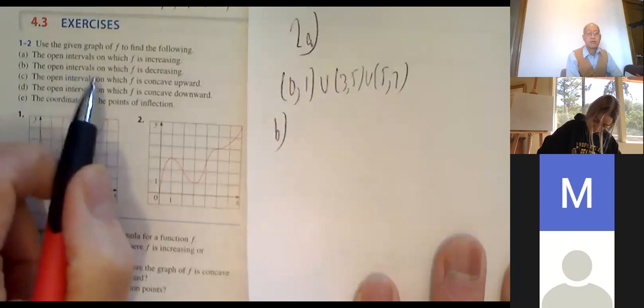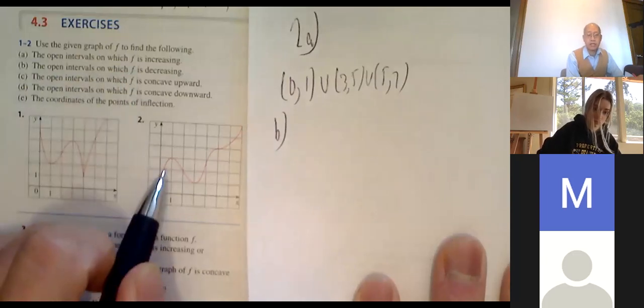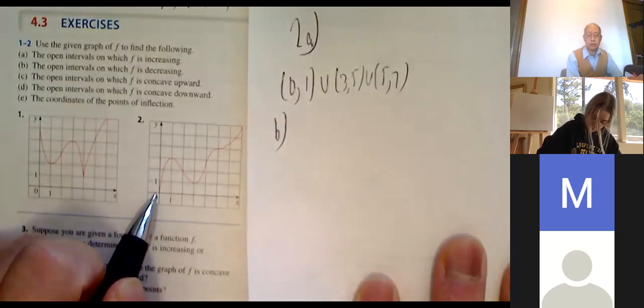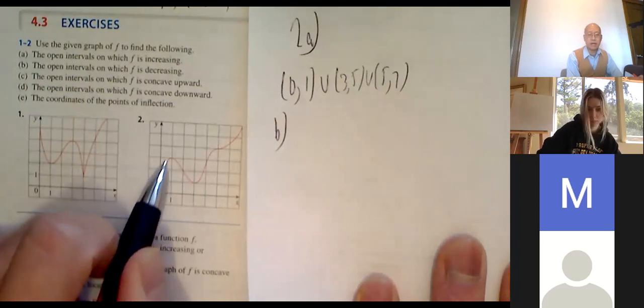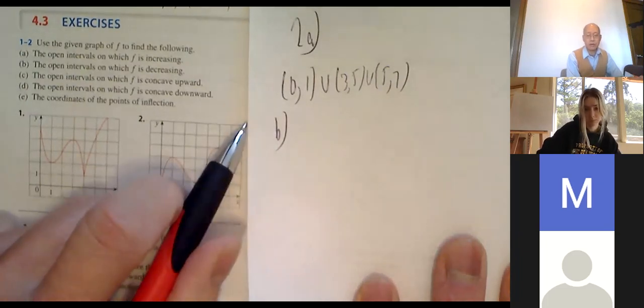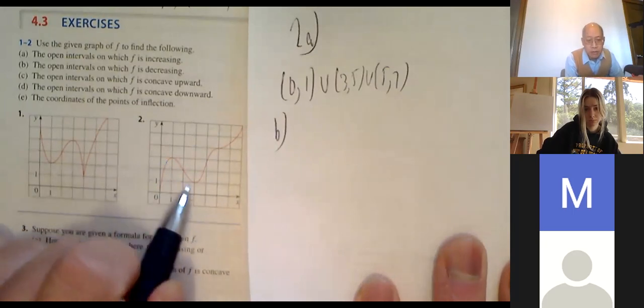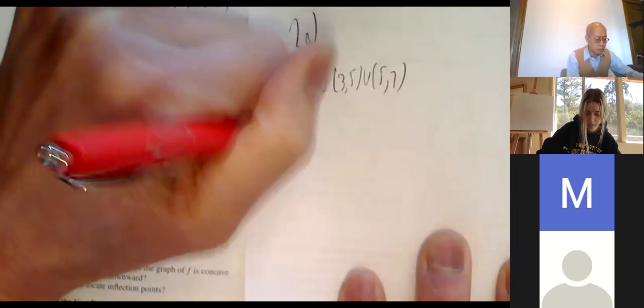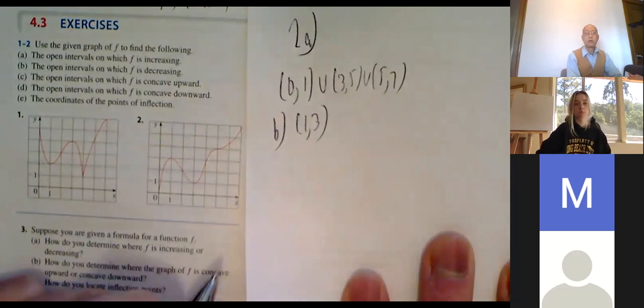B, where is f decreasing? Where is it going down the roller coaster? You can see, writing it out, it looks like this, right? Go up, level off, go up. So it's only decreasing between 1 and 3.